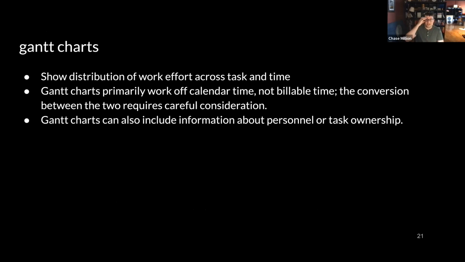The second artifact is called a Gantt chart. It was named after a guy named Gantt. It's not an acronym. The Gantt chart shows the distribution of work effort across tasks and time.